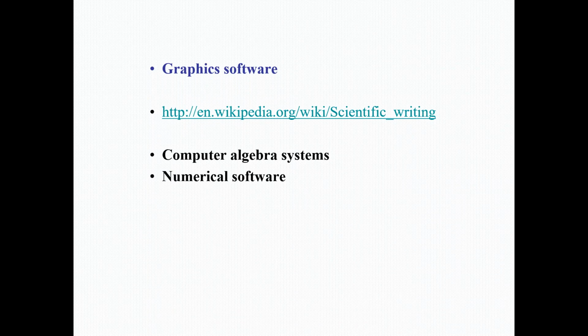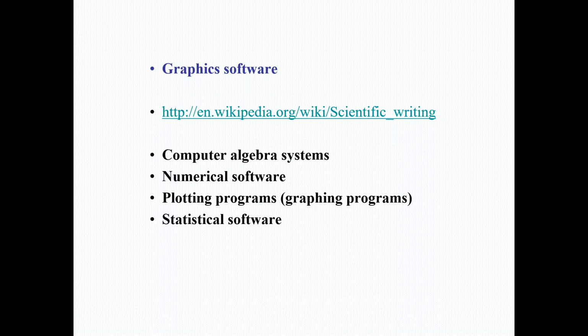Then it comes to graphic software. The details of graphic software you can easily find on Wikipedia. You just type scientific writing and you will get a lot about graphic software. The most popular graphic software includes computer algebra systems, numerical software, plotting programs, that is graphing programs, and statistical software. These are all useful software that one can utilize in your research.